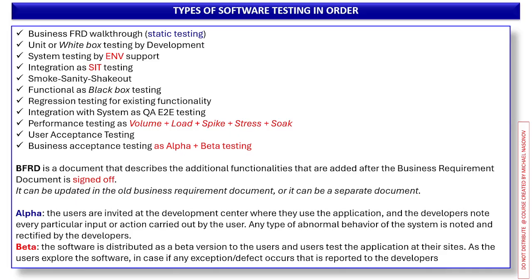Beta testing, everybody knows what it means. The software beta version is distributed to the users, and users test the applications at their sites. As users explore the software, in case any exception or defect occurs, it is always reported to the developers.